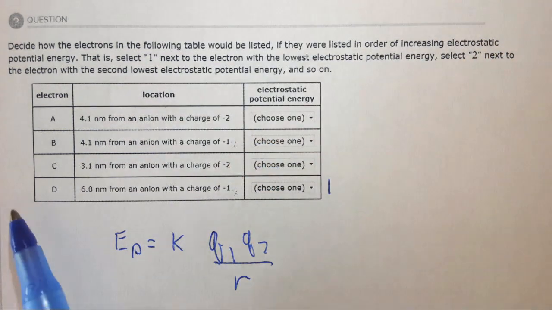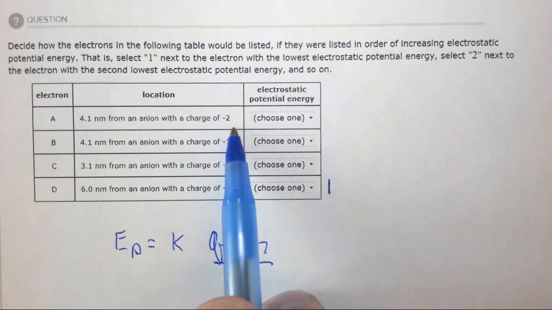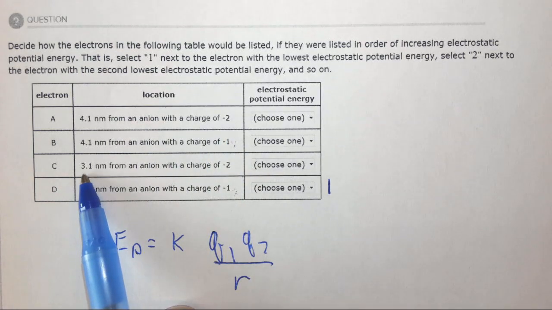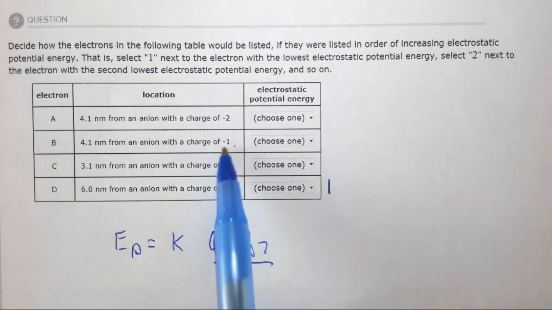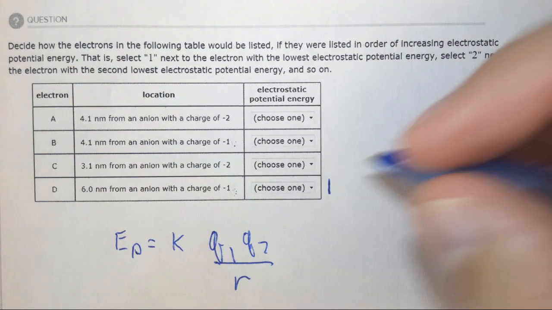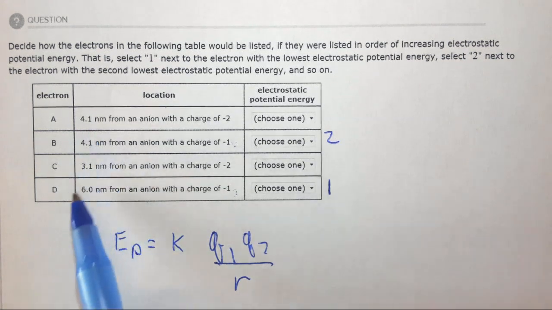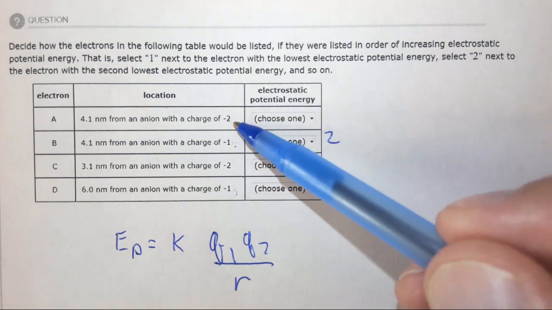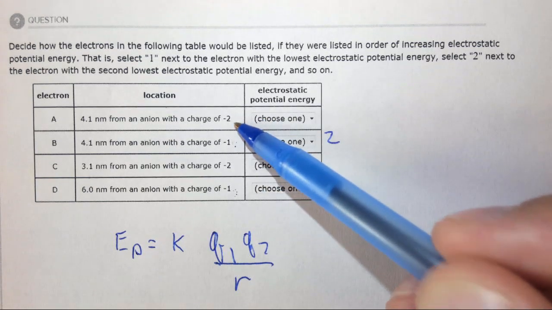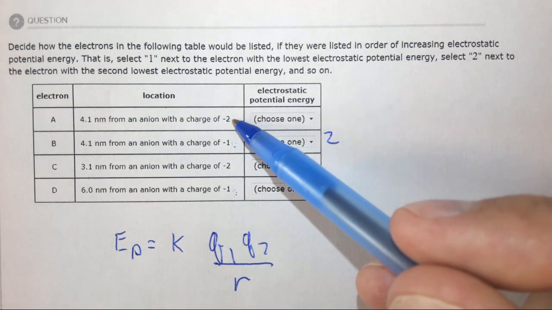If we look at -1, we have 4.1 nanometers, which is a tie with the -2 charge, and is actually a greater distance than 3.1 nanometers for the other -2 charge. So this -1 charge is going to be 2, because it's either the same distance or further away than -2 charges. So if it's the same distance, the greater the charge, the greater the electrostatic potential. In this case, -2 is a greater charge because it's the magnitude of the charge.